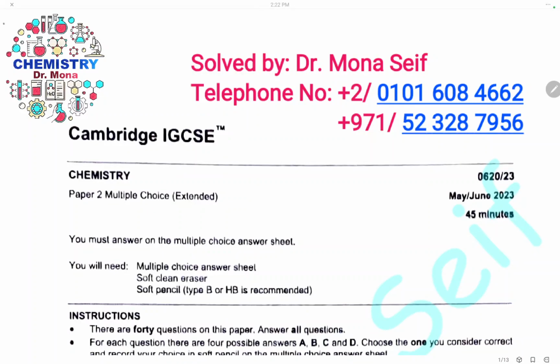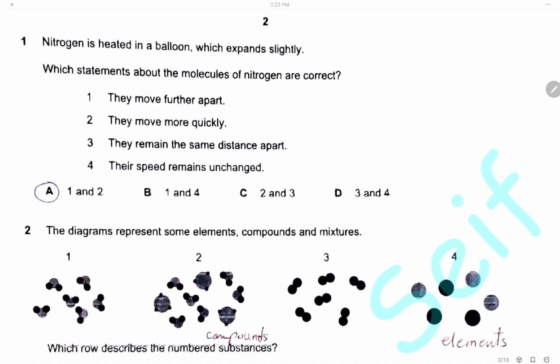Assalamu alaikum wa rahmatullah. Today, inshallah, we're going to solve Cambridge exam May-June 2023, paper 23. Let's start it. Question 1.